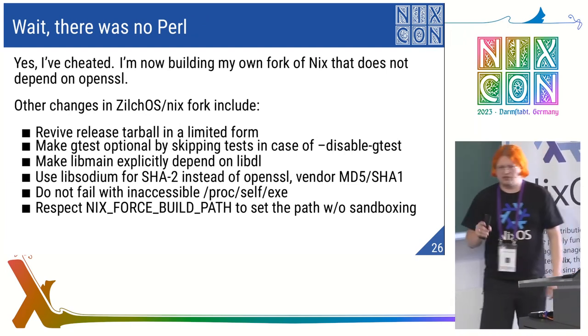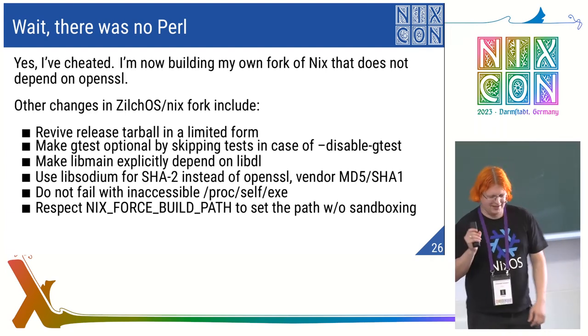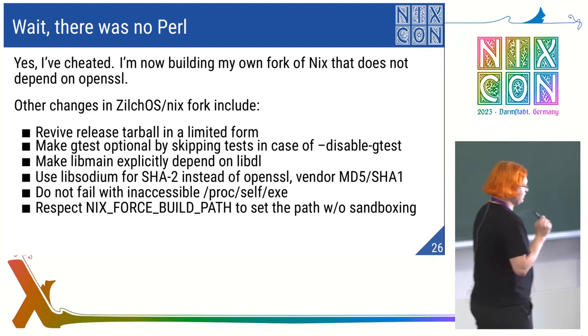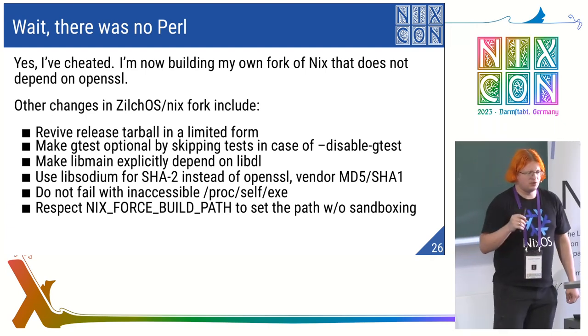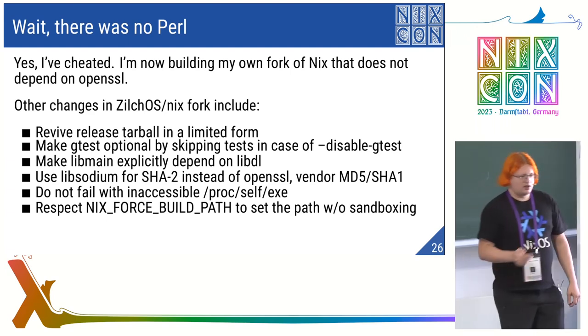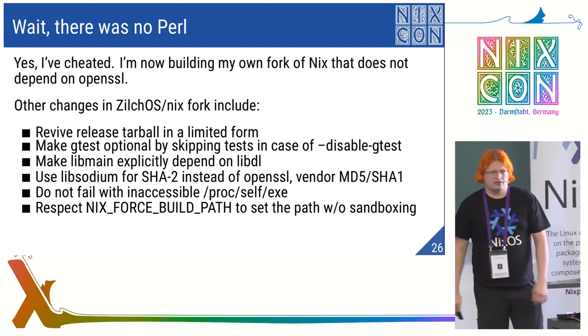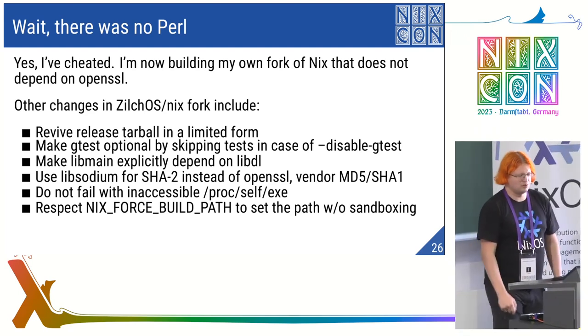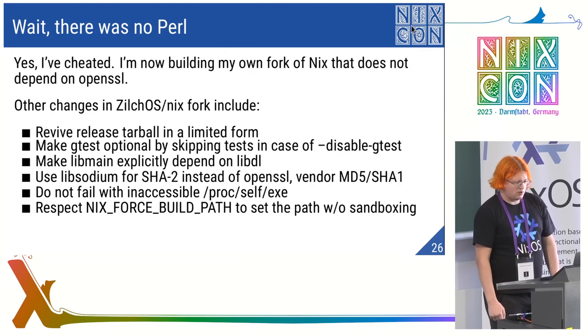Yes, that's because I've cheated. I've cheated actually in each and every transition over there. It would be hard to find the one where I haven't cheated. But the biggest one is I'm not building Nix proper, I'm building my fork of it. And the biggest change in there is that it doesn't depend on OpenSSL, so I can skip dealing with Perl shenanigans. Okay, sorry for that.